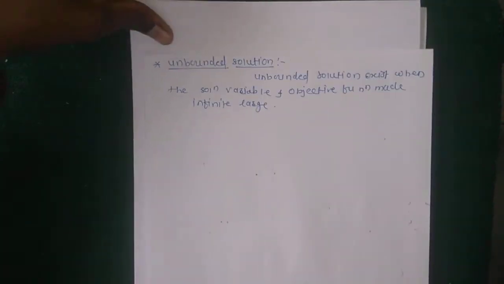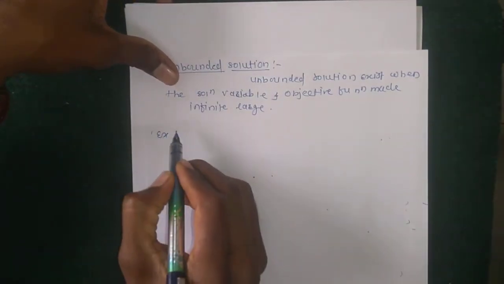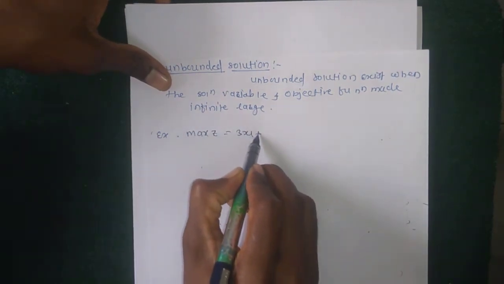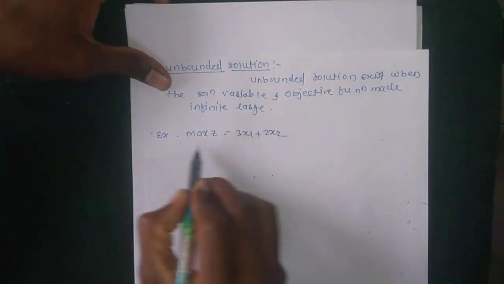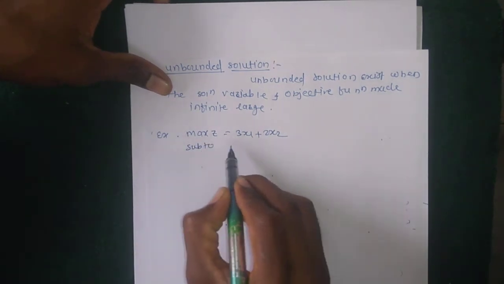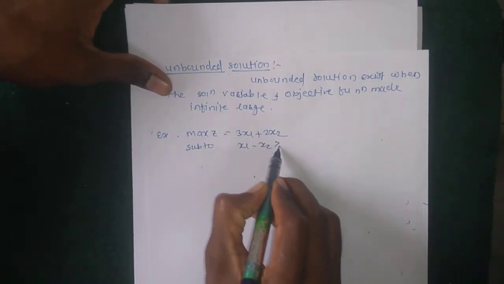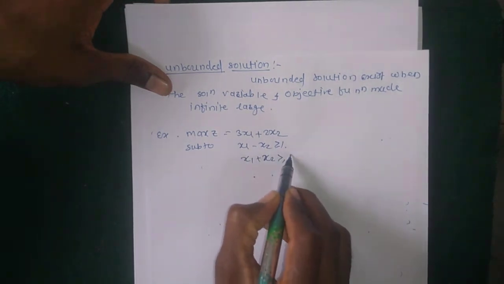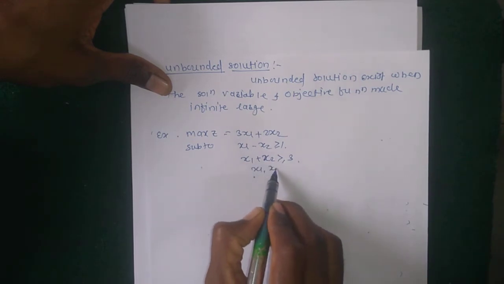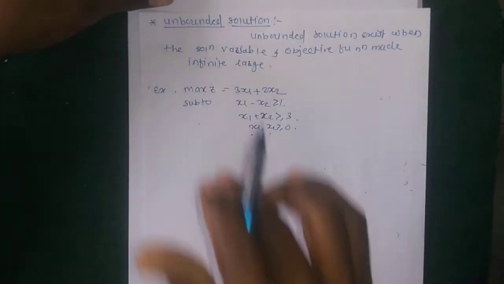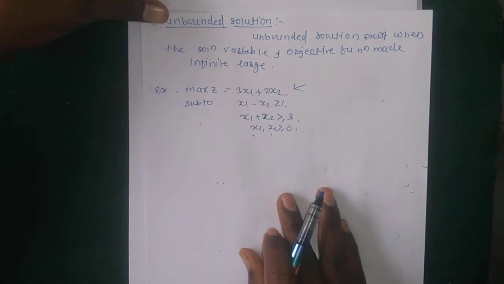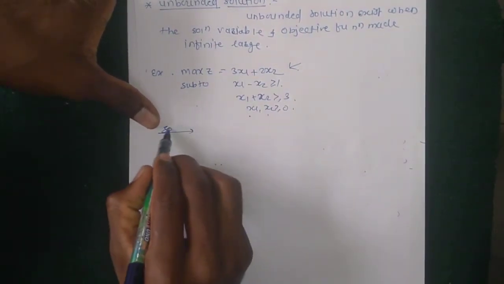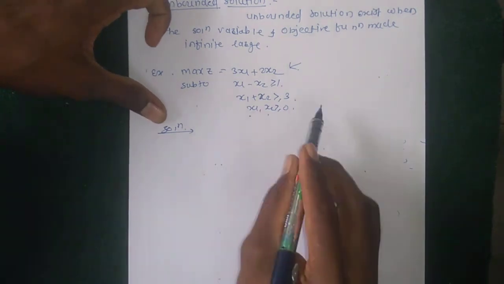Okay, so for example, suppose maximum z is equal to 3x1 plus 2x2, subject to x1 minus x2 greater than or equal to 1, and x1 plus x2 also greater than or equal to 3, and x1 and x2 greater than or equal to 0. Okay, so this LPP has an unbounded solution. How to check that? Firstly find the solution of this LPP by using the graphical method.